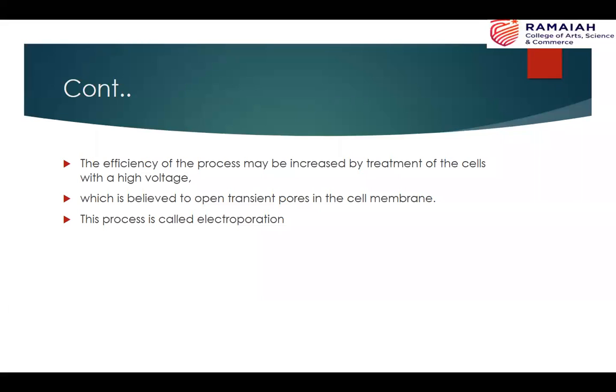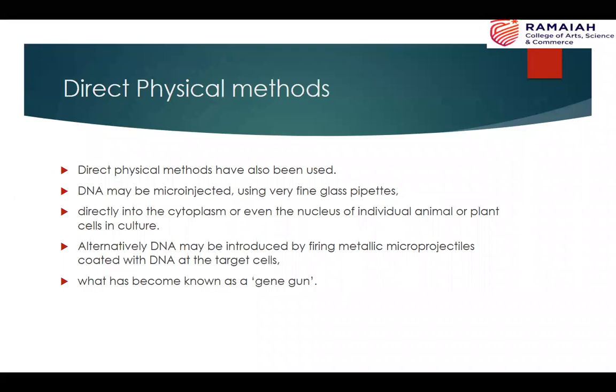To improve the efficiency, we can treat the cells with high voltage current so that the cell membrane pores will be opened up. This process is called electroporation. Then there are also a few direct physical methods available for gene transfer in the case of eukaryotic cells. What are they? You can microinject the DNA.